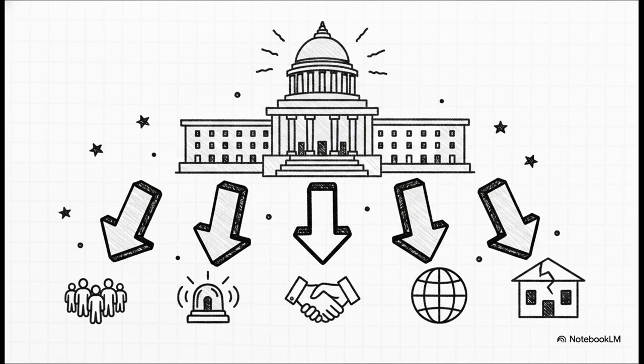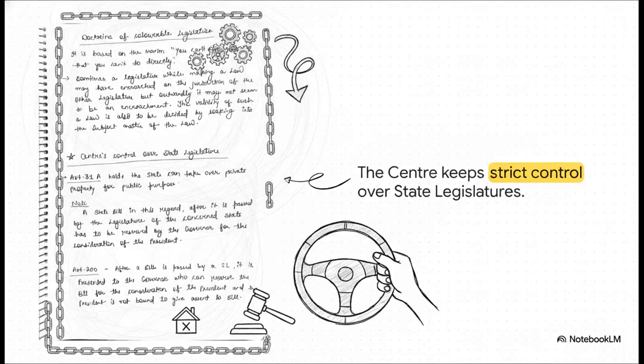This can happen if the Rajya Sabha authorizes it, during a national or state emergency, to implement international treaties, or, and this is super interesting, if 2 or more states literally request the center to step in and make a law for them. And you know, even when states do successfully pass bills on their own subjects, the center still keeps a hand on the steering wheel.